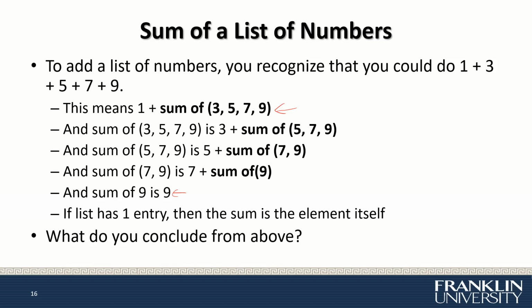I know the sum of 9 is 9 because I know this sum here, 9, is 9. Then I can add 7 plus 9, which will give me 16. That means this would be 5 plus 16, which is 21. And this means this will be 3 plus 21, which is 24. And that means this will be 1 plus 24, or 25.